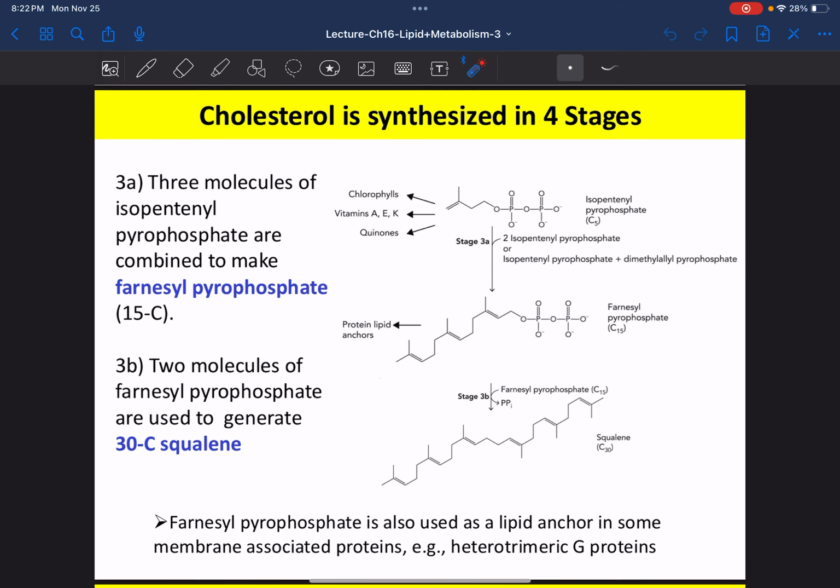So stage 3 occurs in 2 steps. Part A, where 3 molecules of isopentenyl pyrophosphate are combined to make farnesyl pyrophosphate, as you can see here. And part B, where 2 molecules of farnesyl pyrophosphate are used to generate squalene. Farnesyl pyrophosphate is also used as a lipid anchor in some membrane-associated proteins, for example, heterotrimeric G proteins.